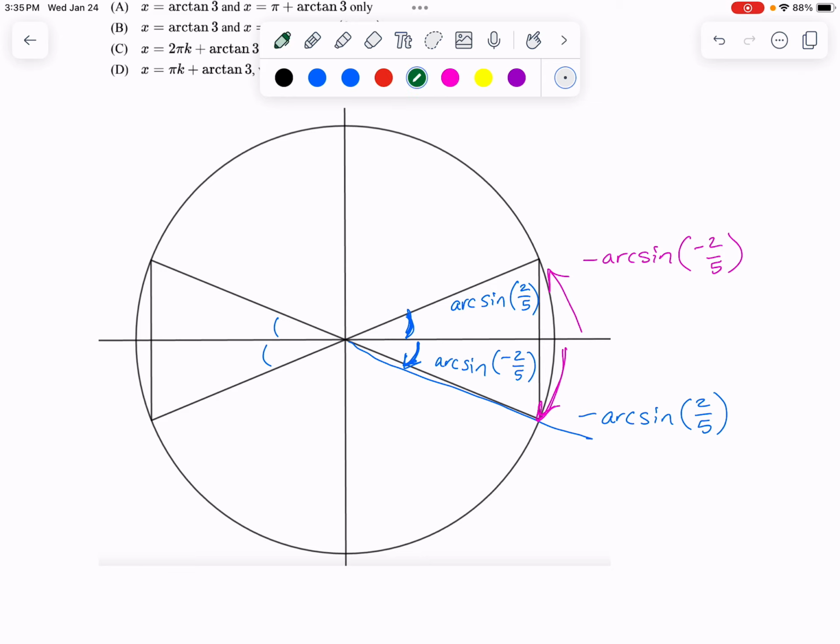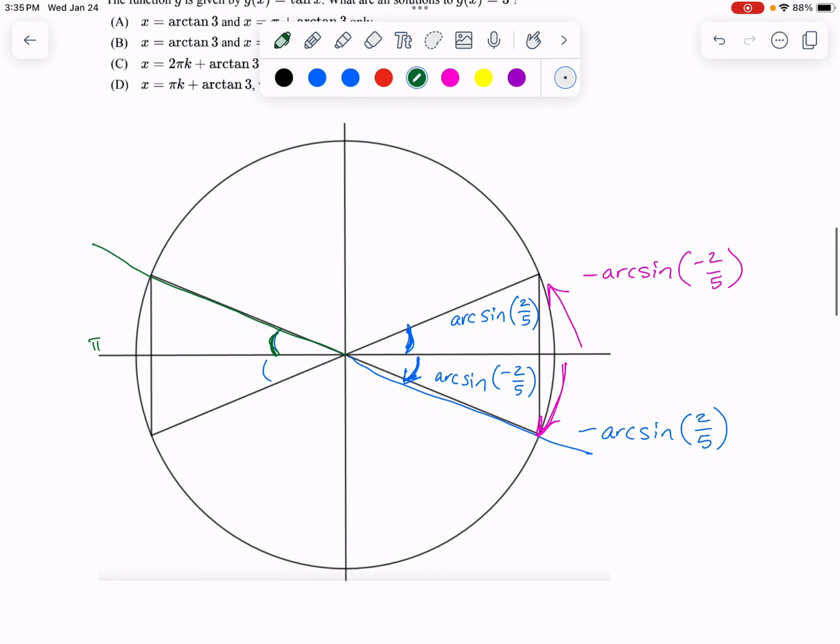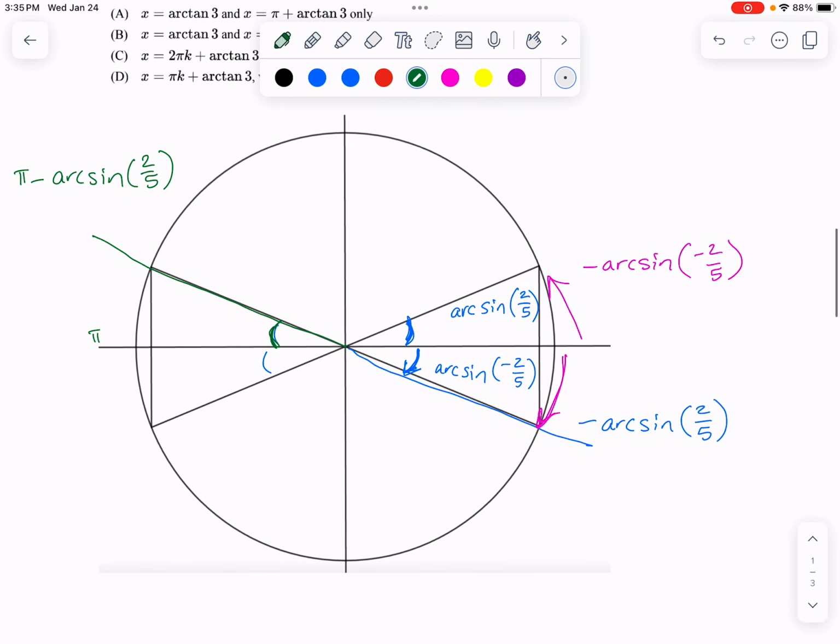Because there were some AP Classroom questions, let's think about how we could describe the angle that has this as its terminal side. We've got pi here, and then we have to subtract away this particular angle. So you could say pi minus arc sine of 2/5, or you could say pi plus this negative angle, arc sine of -2/5.